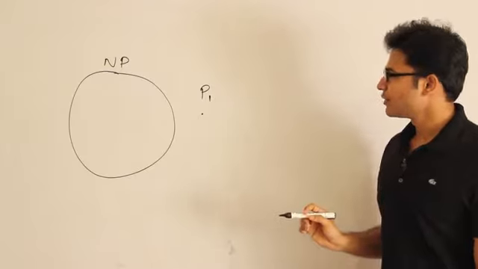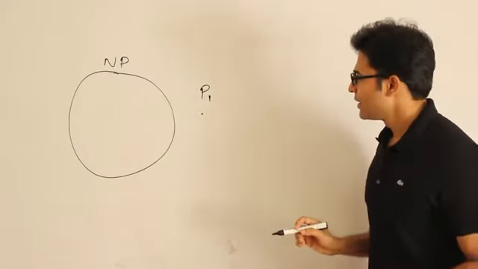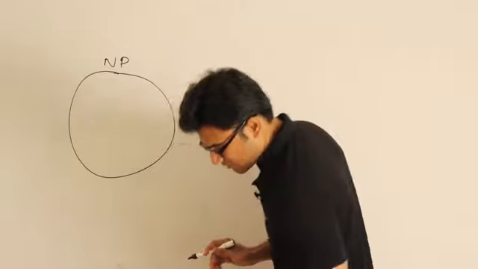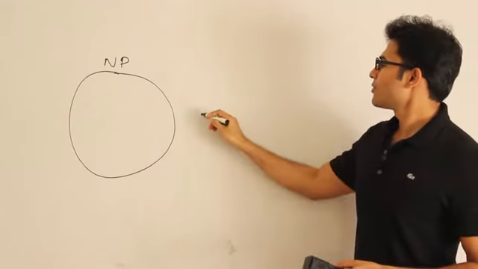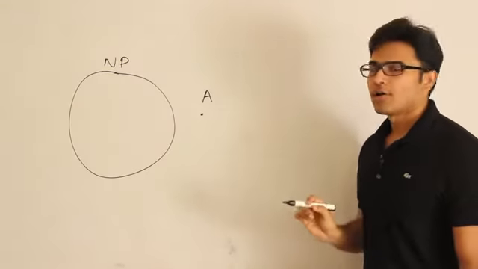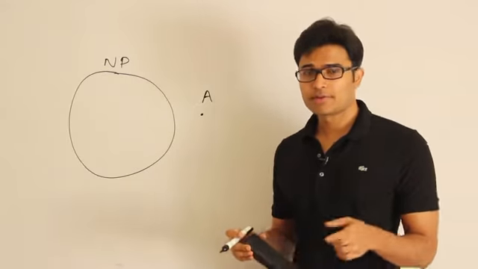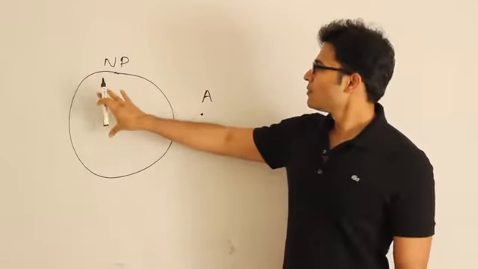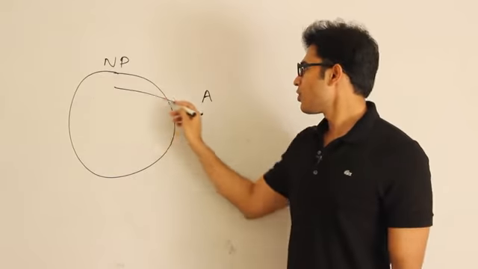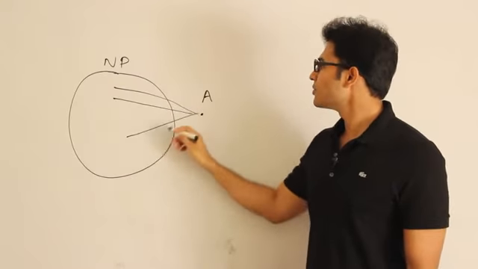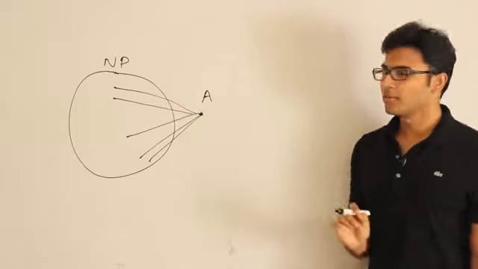If I use the name P, don't get confused that it is a polynomial time algorithm. Let me use some other name, say A. Let us say I have a problem A, and I found it in such a way that every problem that is in NP could be converted to this problem in polynomial time. It is such a problem. Every problem in NP could be converted to this problem in polynomial time.